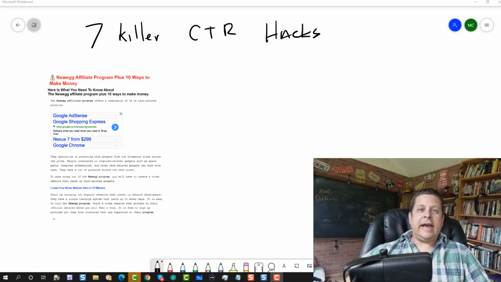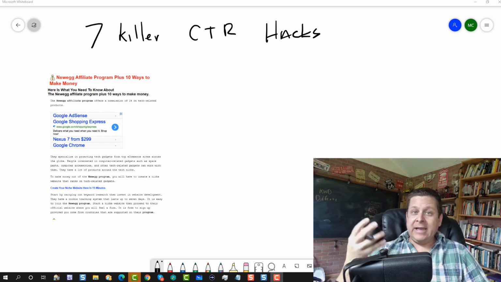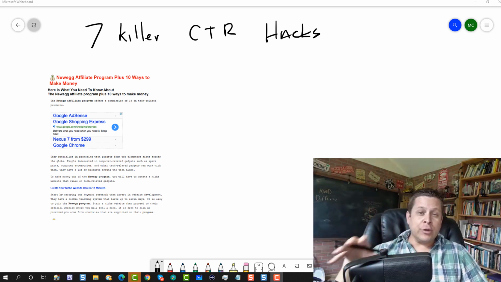Now, the next hack we have, I actually learned in the paid traffic marketing world where I had to pay for traffic. And I got to tell you, when you're paying for traffic and your money is on the line for every visitor, you don't settle for crappy CTR rates or crappy click-throughs. You have to get really good ones.